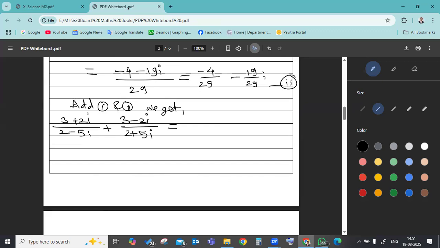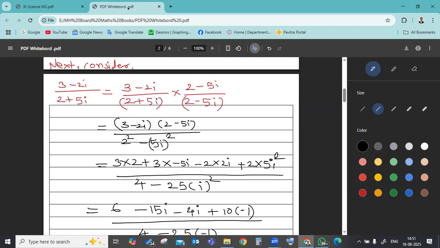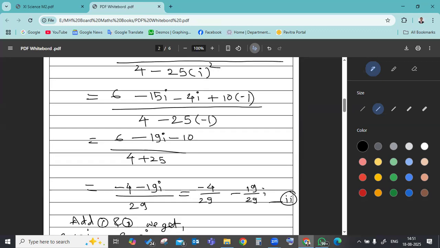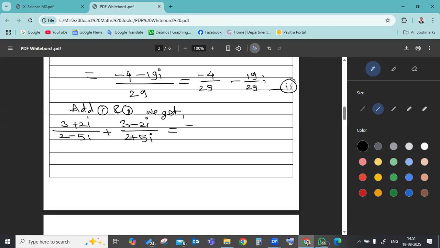This becomes what? Adding left hand side and right hand side as well. Minus 4/29 plus 19/29 i, minus 4/29 minus 19/29 i. The plus 19/29 i and minus 19/29 i cancel, and minus 4/29 plus minus 4/29 equals minus 8/29.